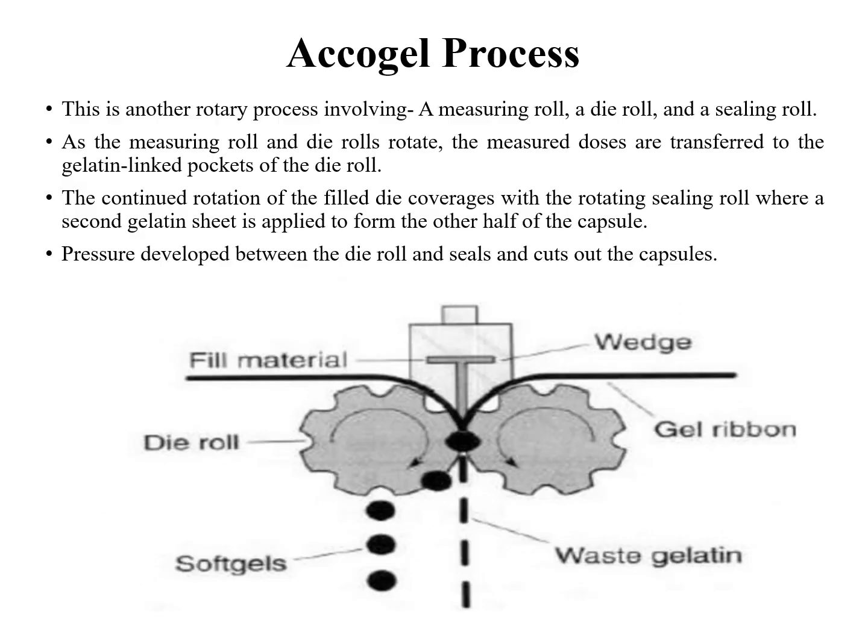Ecogel process. It is another rotary process involving a measuring roll, a die roll, and a sealing roll. As the measuring roll and die roll rotate, the measured dose is transferred to the gelatin-lined pocket of the die roll. The continued rotation of the filled die converges with the rotating sealing roll, where a second gelatin sheet is applied to form the other half of the capsule. Pressure developed between the die roll and sealing roll seals and cuts out the capsules.